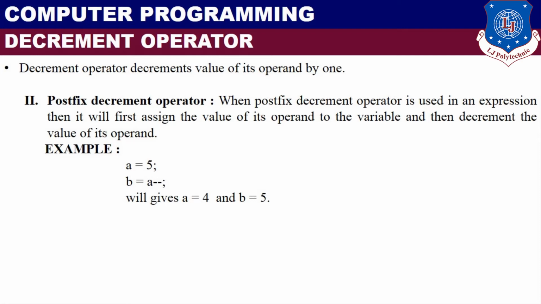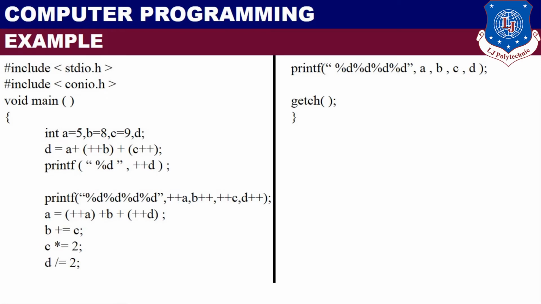Now let's understand one C program with the combination of increment, decrement and assignment operators. In this program we will understand the concept of increment, decrement and the shorthand operators. First, we are including the header files, that is #include <stdio.h>, #include <conio.h>, and our main function. In main function, I took 4 different variables a, b, c, d, and I already assigned a equals 5, b equals 8, c equals 9, and in d I will assign some expression.